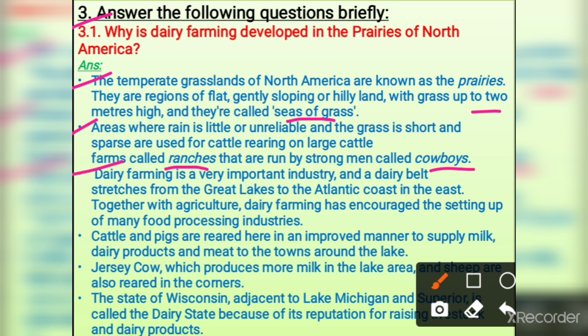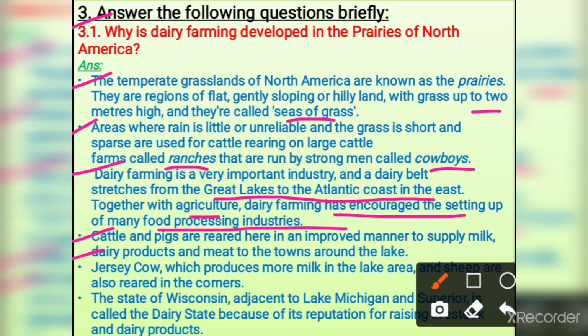Dairy farming is a very important industry and a dairy belt. Actually, the dairy belt in prairies stretches from the Great Lakes to the Atlantic coast in the east. Together with agriculture, dairy farming has encouraged the setting up of many food processing industries. That means, along with the dairy farming, food processing industries also developed there. Cattle and pigs are reared here in an improved manner to supply milk, dairy products, and meat to the towns around the lake. Actually, cattle and pigs are reared here to supply milk. That's why dairy farming is very much developed.